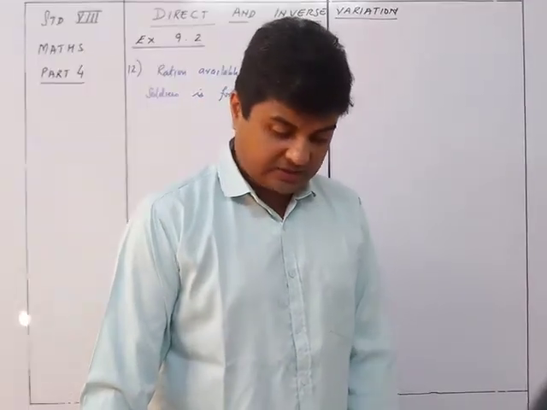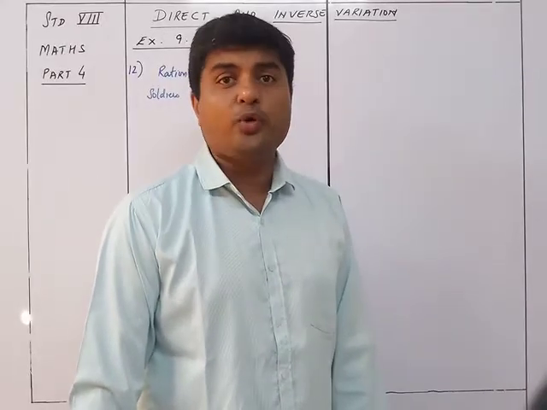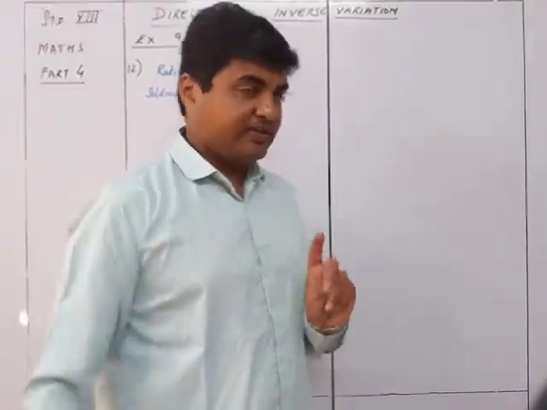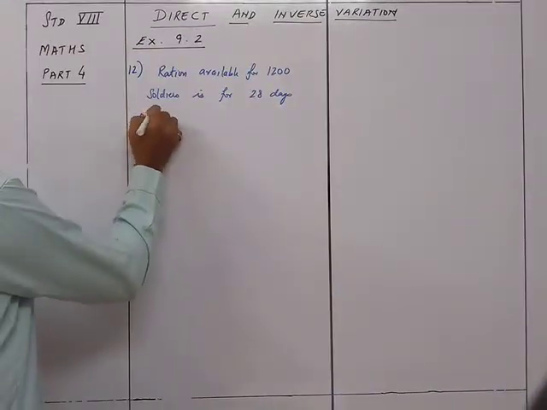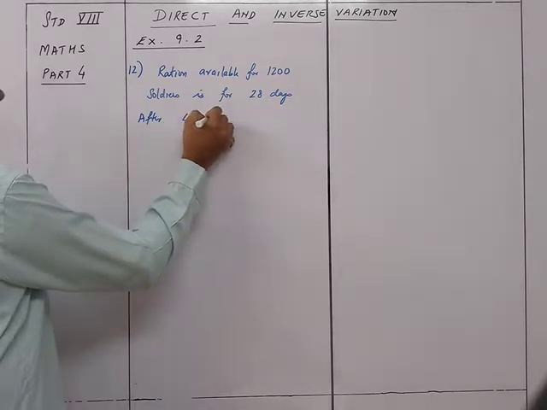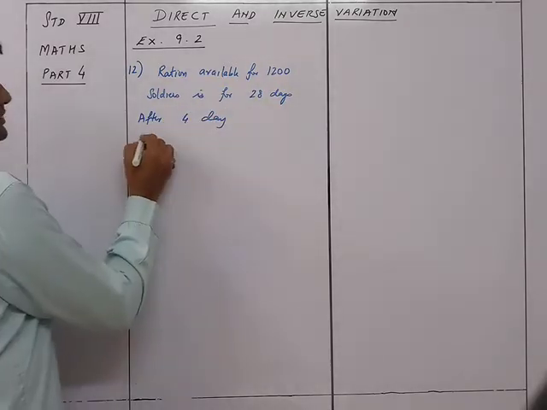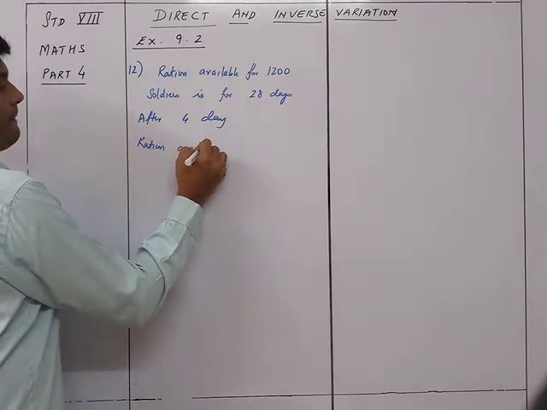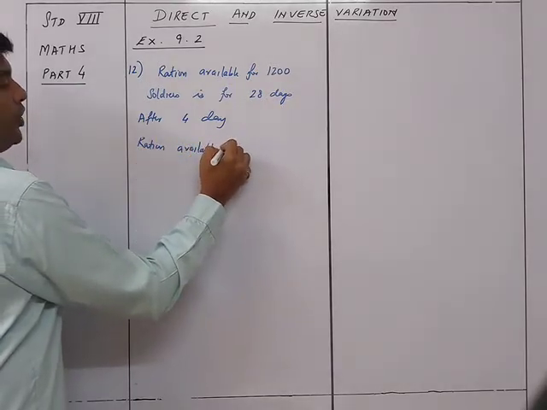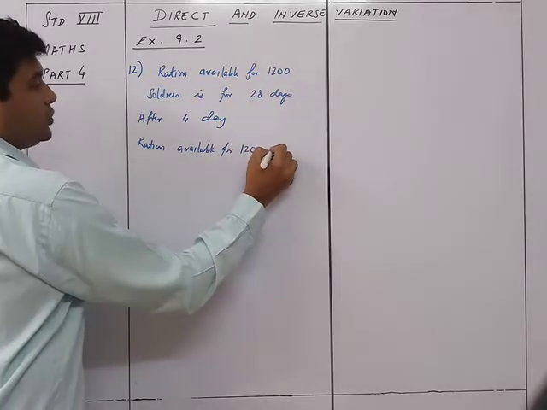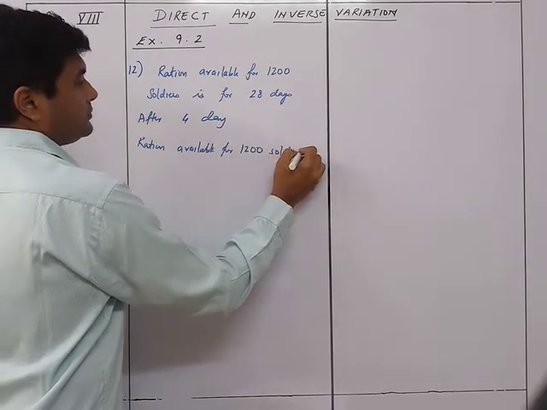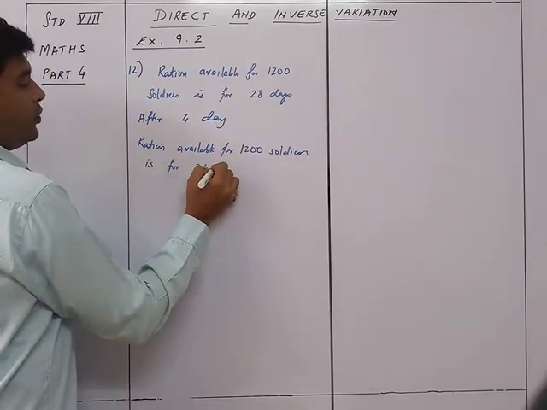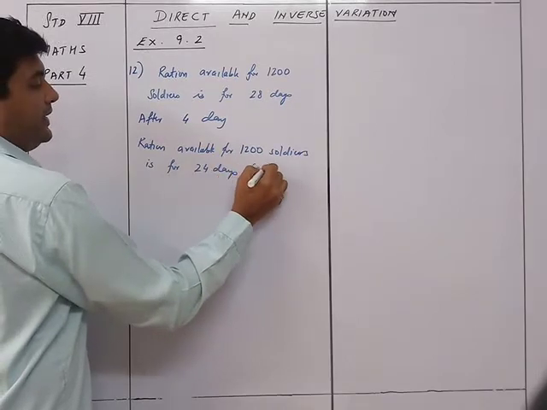32 more days. Okay, they have not told us how many soldiers were decreased, but they have told us that after 4 days, so first of all, after 4 days, that is what we have to do first. So after 4 days, what happens? Ration available for 1,200 soldiers is for 24 days, because this is nothing but 28 minus 4.